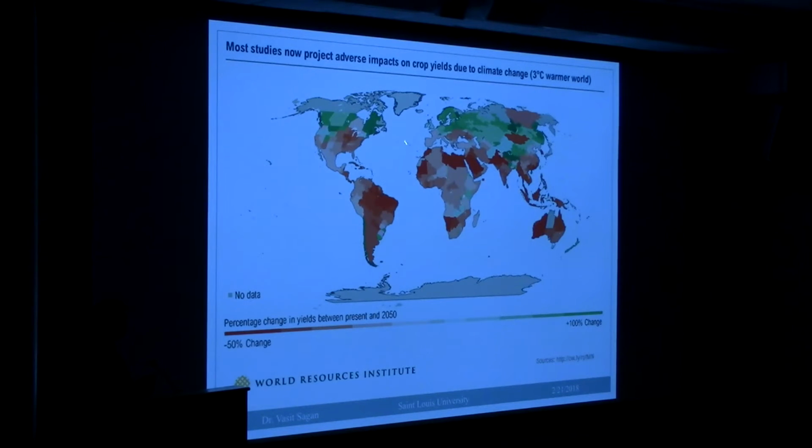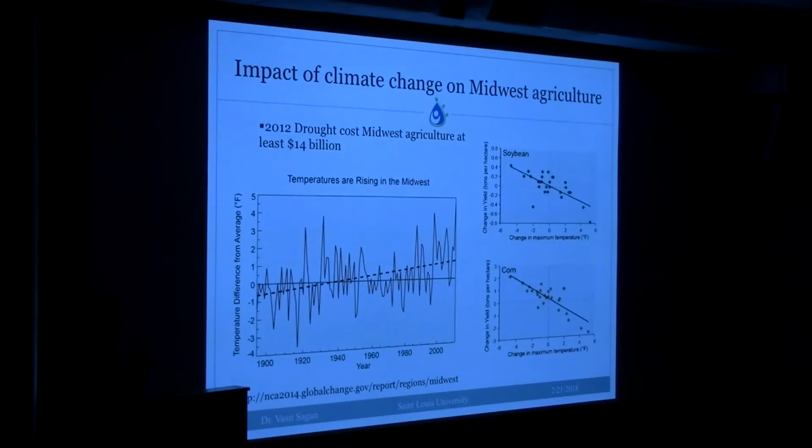Because of climate change, we'll see a decline in crop yields. All of those red areas will experience, based on the projection, up to 50% reduction in crop yield. And you see most of the US is in the red. So that's why we are interested in agriculture. We are investing in this.